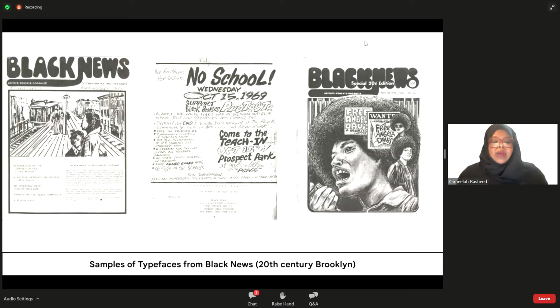There's also this publication called Black News, which I found in the digital archive of the Brooklyn Public Library. It is a publication or a newsletter that was in the 60s and 70s and was invested in thinking about the interplay between Black publication and Black publishing and liberation struggles. And so thinking about the vernacular handwriting and the typefaces here as inspiration for the text that is throughout the park.